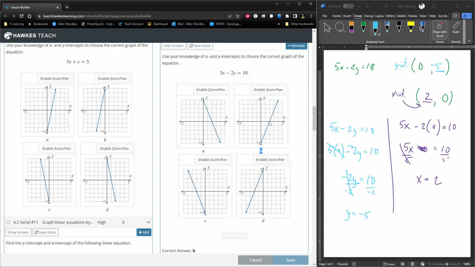My x-intercept is 2, 0. So write 2 and a 0. And then my y-intercept is 0, negative 5. So 0, down 5. This one has both points being correct. So my answer is B.